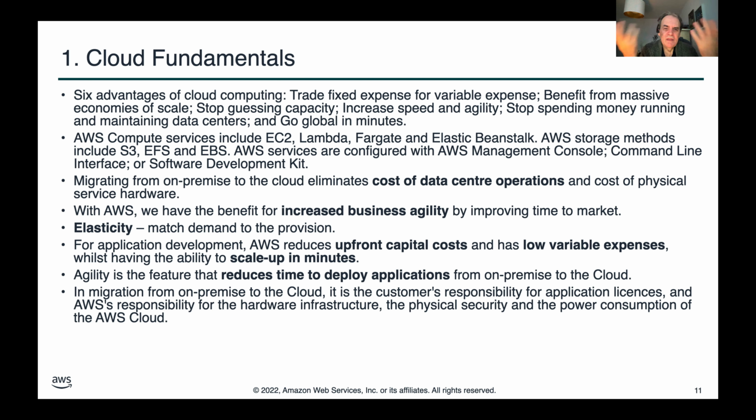For application development, it reduces capital costs, gives low variable expenditure, and as I said, we can scale up in minutes. And for agility, we have reduced times to deploy our applications, so we can go quicker with our updates and deployment of new services. And in the migration, obviously the customer is responsible for licenses and physical security and also power consumption. But in the cloud, physical security, hardware and power are the responsibility of AWS.